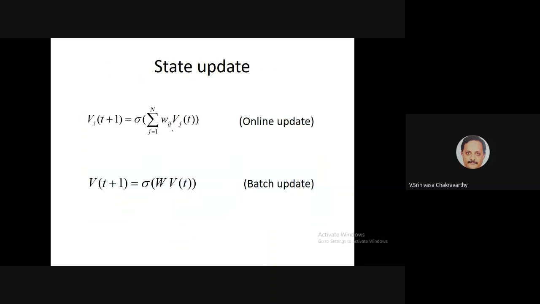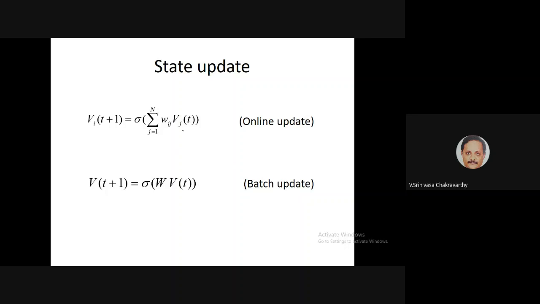Similarly, the update rule also can be given in single element form or matrix form, right? This is called online update, and this is called a batch update. In this case, you take one neuron at a time and update its state. That's online update. In this case, you update the entire vector, the state vector, in one shot. That is called a batch update.